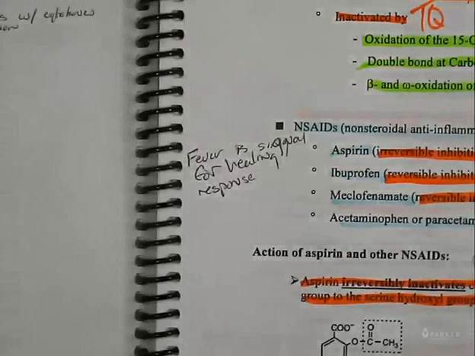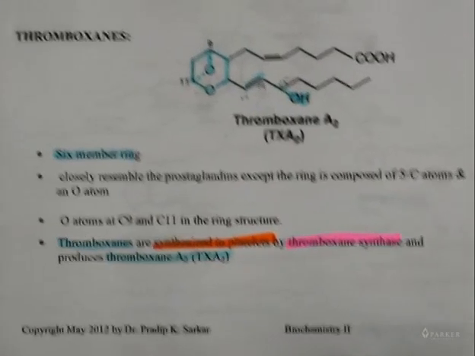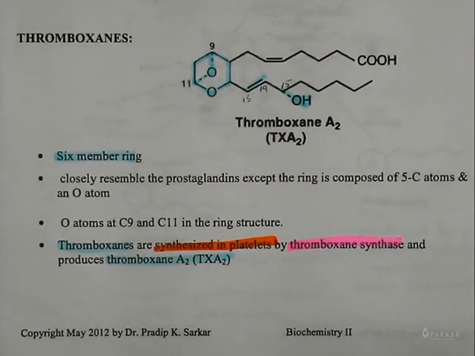Back to page 60. Back on thromboxanes. We've talked about this guy a little bit. Guess what? He has a 6-member ring containing an ether, and he's got a double bond between carbons 13 and 14, and he's got an OH group at position 15. Those are your 3 structural characteristics of thromboxanes I want you to know: 6-member ring containing an ether, double bond at 13, 14, OH group at position 15.